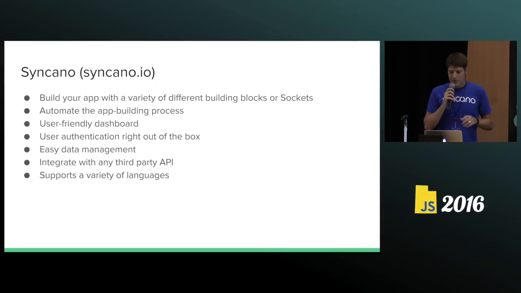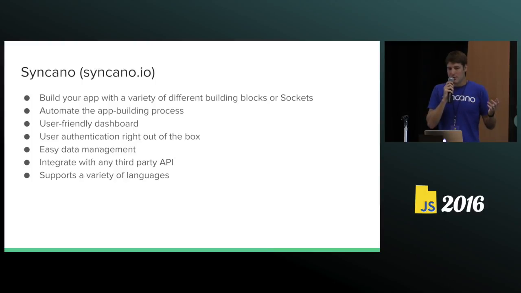And then the last one I'll mention here is my own company, Syncano. We're a startup, so we're growing and working our way into this field. Our differentiation is that you can build your app with a variety of different building blocks. We call them sockets, little pieces of functionality that you can add to your application. This can be something like creating a trigger so that when my data is updated, I run this script every time that happens.